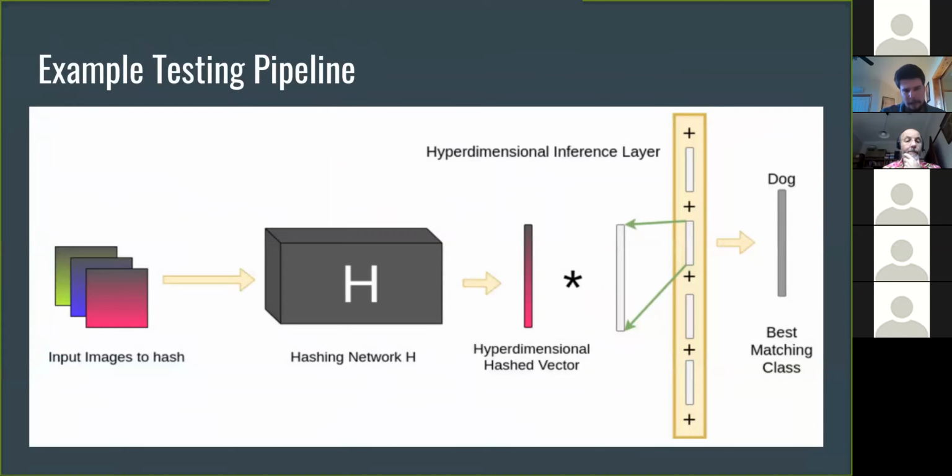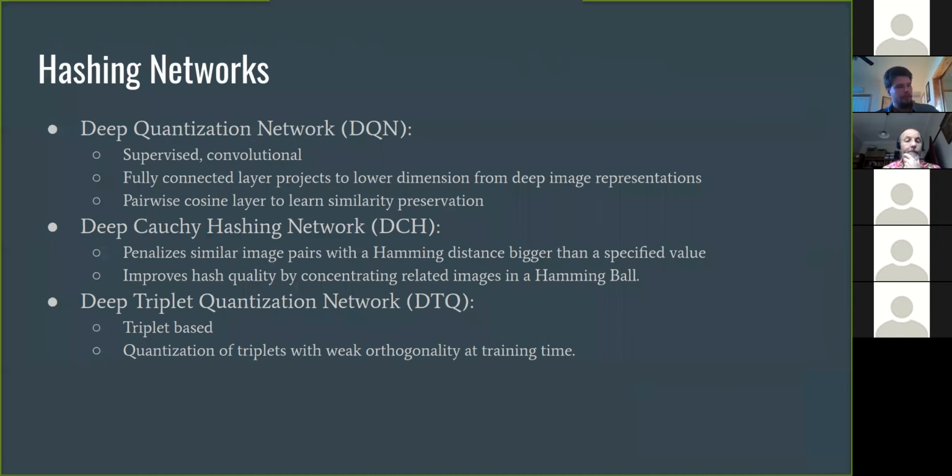And this is just an alternate view, and I guess I already explained this. We actually ended up trying a variety of these hashing networks. Why? Because we wanted to see if you can also fuse completely different networks together on the hyperdimensional inference layer.